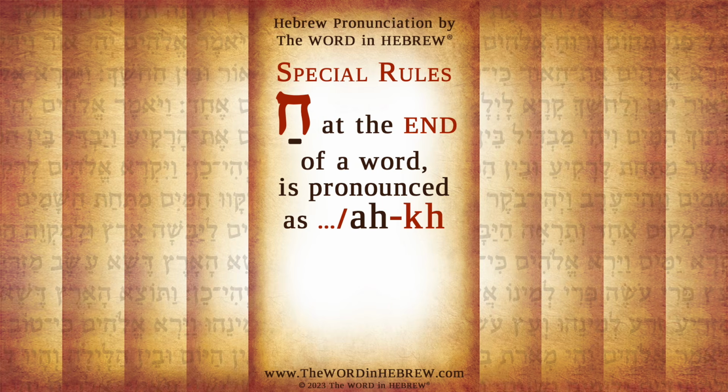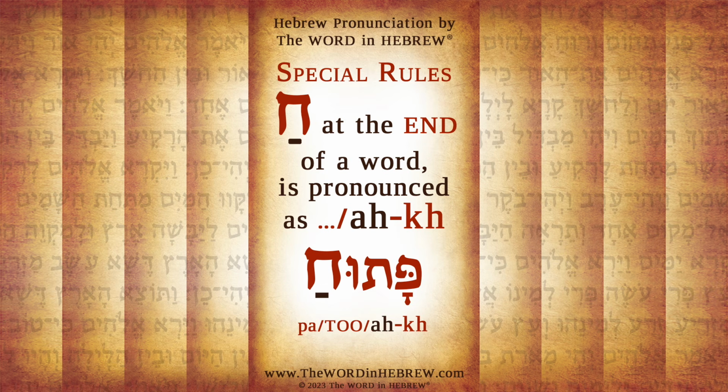When we have the letter chet with the patach, with this vowel at the end of a word, we will pronounce the vowel first and then the chet. So we will have ach at the end of the word instead of cha. This is the only case where the vowel is pronounced before the letter. In this example, reading from right to left, we have pa, tu, ach, patuach, which means open.